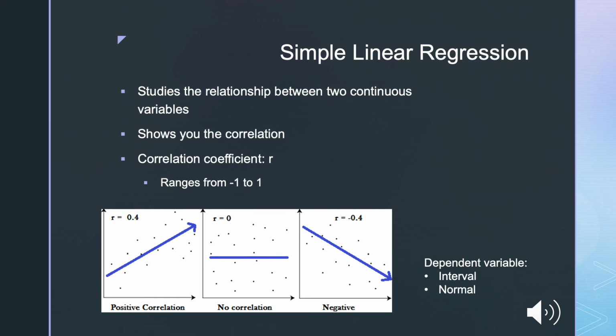So -1 is a strong negative correlation. +1 is a strong positive correlation. So negative and positive has nothing to do with the strength of the relationship, it only has to do with the direction of the relationship.